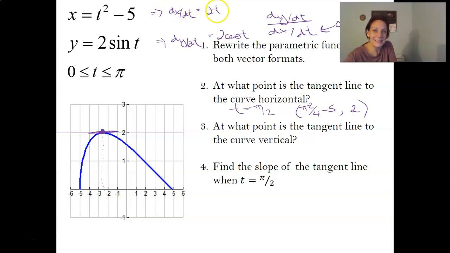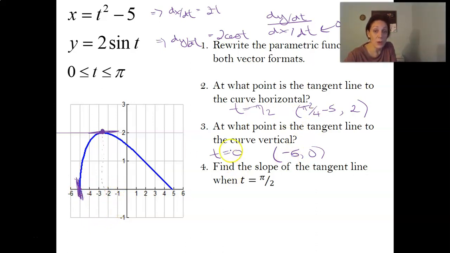So I have dx/dt is 2t. So that's going to happen when time is equal to 0. At 0 seconds, I'm going to have a vertical tangent. Well, we already actually did that point. That's one of the first things we looked at. At 0 seconds, my x-coordinate is -5, and my y-coordinate is 0. So over here, right at the beginning, that's where I see my vertical tangent.